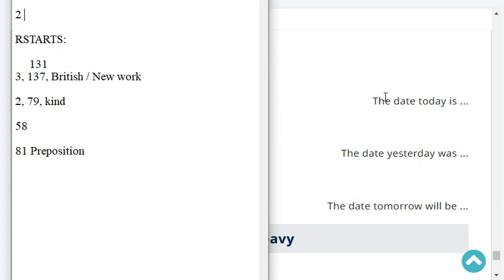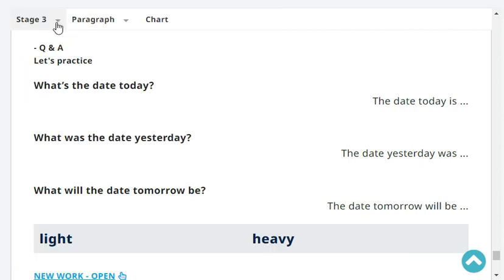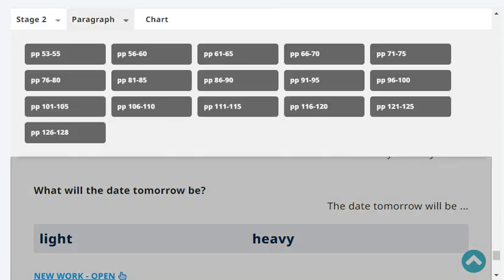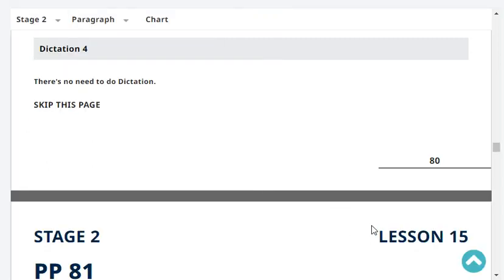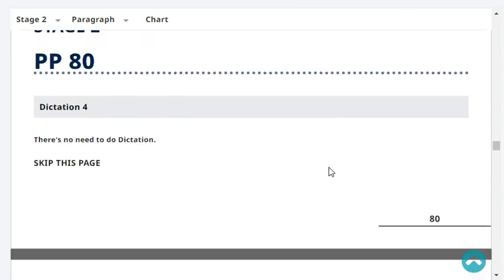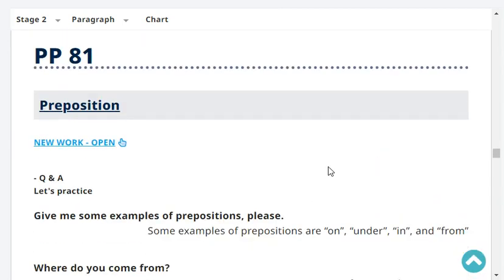Okay, so let's have reading. Our reading is at stage 2. The last one was at page 79, and the headword was kind. Okay, please start at page 81, preposition, because page 80 is blank. So let's start at 81. A preposition. The words on and in.